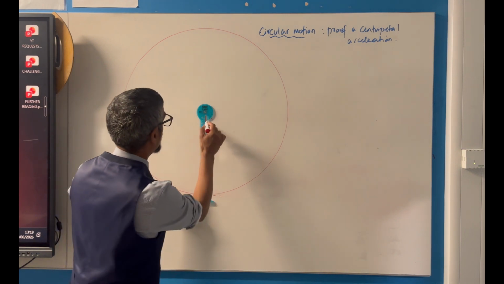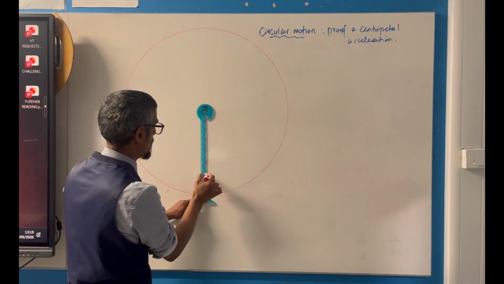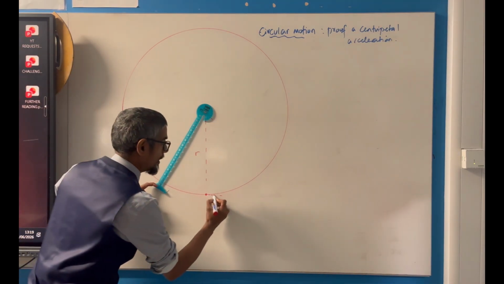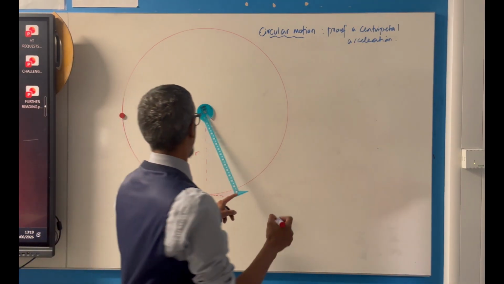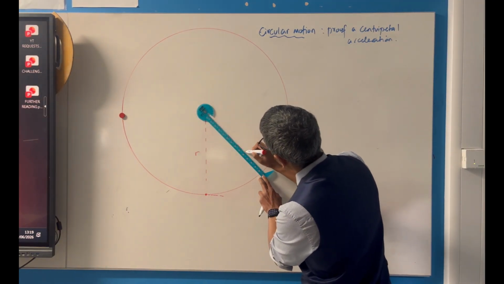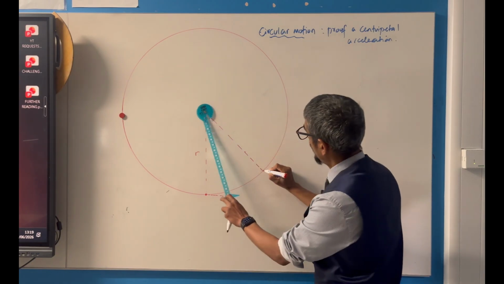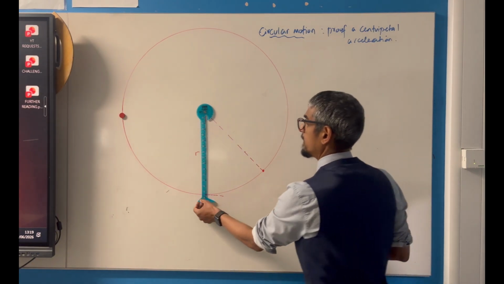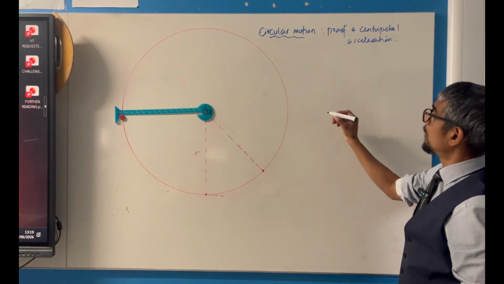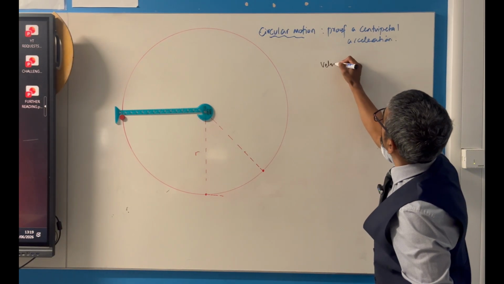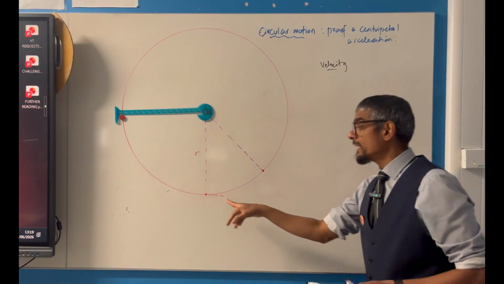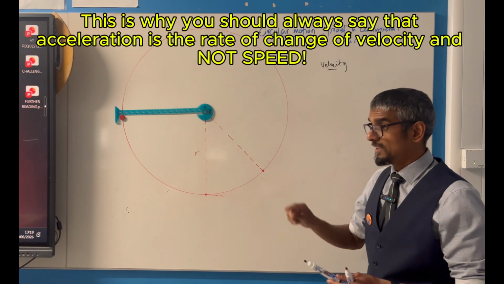So if we draw our little radius, that's the radius, and the object is here and is traveling along the tangent. And after a certain time t, the object has reached this side. We know for circular motion that the velocity is changing, but the only component of the velocity that is changing is the direction. The magnitude of the velocity, which is the speed, is the same.